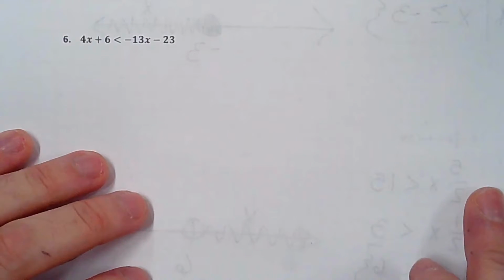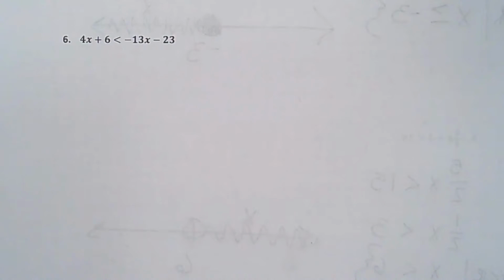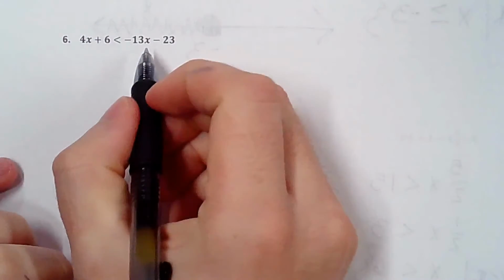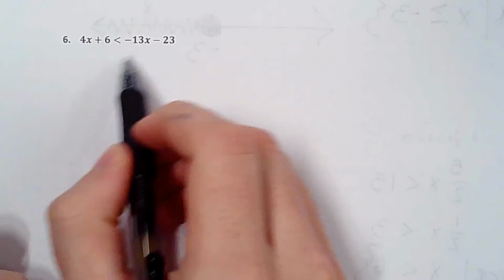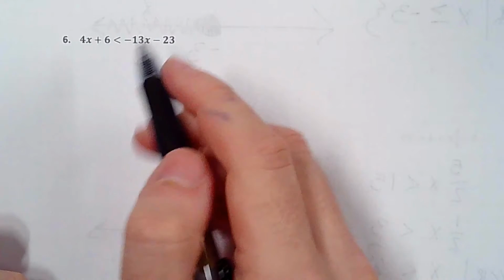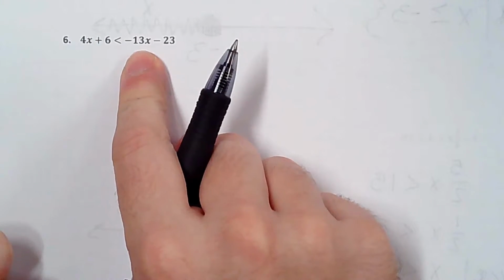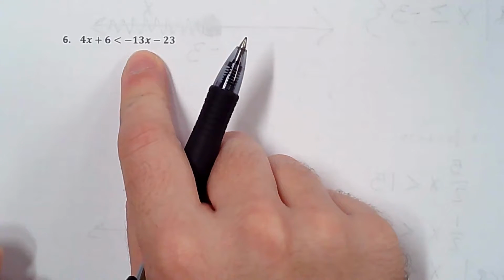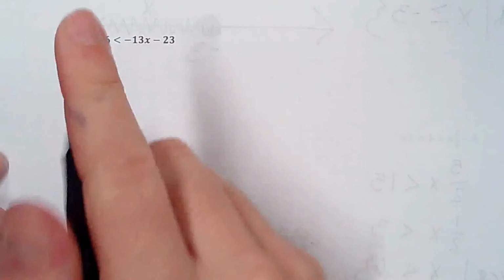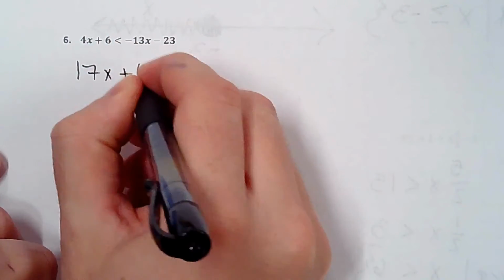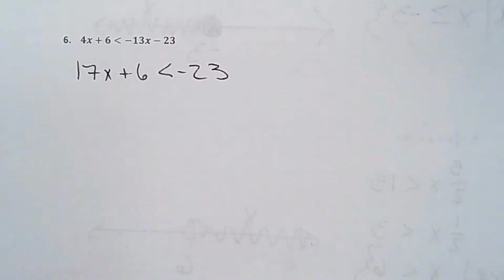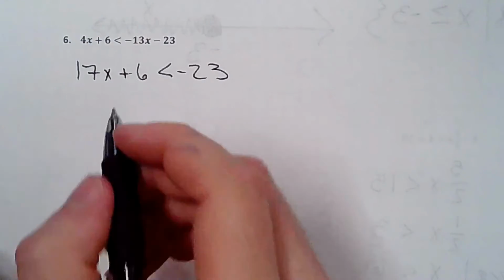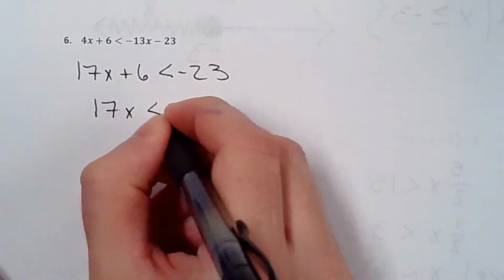All right, number 6. Oh no, there it is. What do you want to do first? Move the x's or move the regular numbers? X's. Okay. So what do you want to move? The negative 13 over or the 4 over? Okay, we're going to add the negative 13 over. Good idea, because if we move the 4, it would be negative here, and we'd have to divide by a negative, and we might forget to flip our sign later. Could you do it? Yeah, there's no rules. Okay. But I'm going to add the 13x, and we're going to get 17x on this side plus 6, less than negative 23. And now I'm going to get my regular numbers together, my constants, right? So I subtract that 6. And I get negative 29.